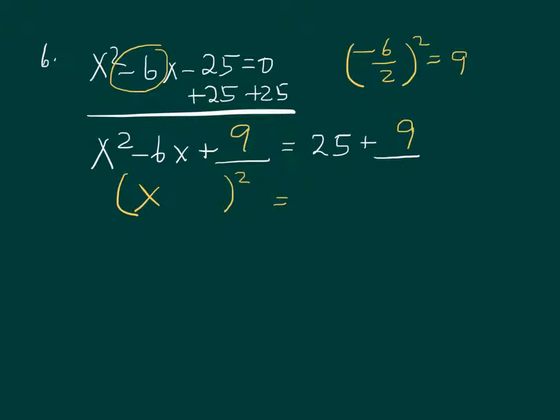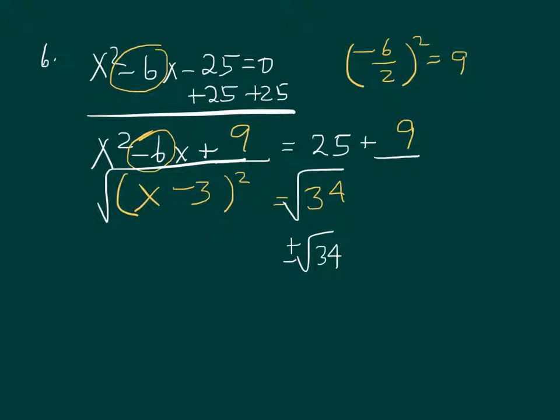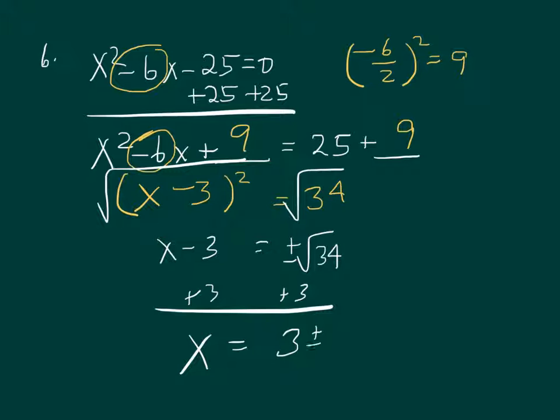You have x, and then you take half of that number there, that b, which is negative 3. And on the right side is 34. Now we would continue to solve for x, in this case, by taking the square root of both sides, leaving us plus or minus, we're at 34 on the right, and we get an x minus 3, and then we simply add 3 to both sides to end up solving for x. 3 plus or minus radical 34. Radical 34 doesn't break down, so we just keep it as that.